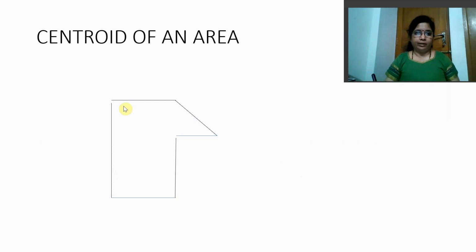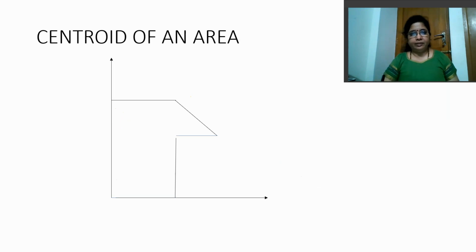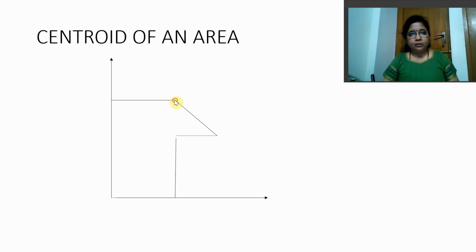Yes, we have one more here. Find the centroid of this area. First step, we'll put it into x-axis and y-axis. I've separated it here to give you an idea that you can make a triangle and you can make a rectangle. This is a triangle. This is a rectangle. So let me take the coordinates first.